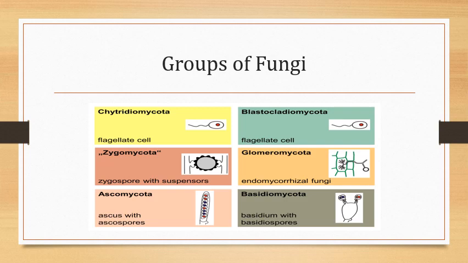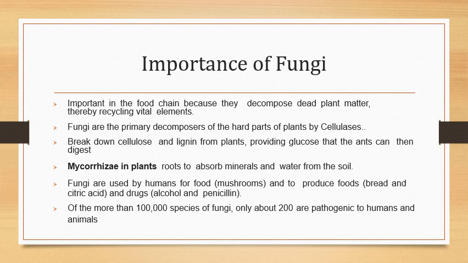Then is the Ascomycota, also known as sac fungus. These fungi form meiotic spores called ascospores in an ascus, and examples are morels, mushrooms, yeast, etc.